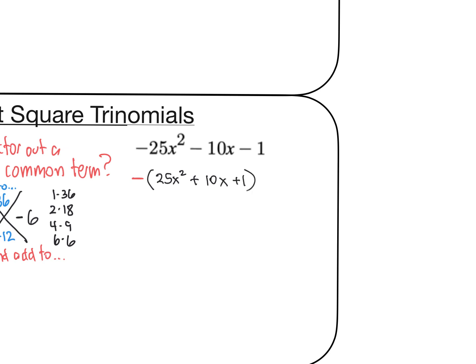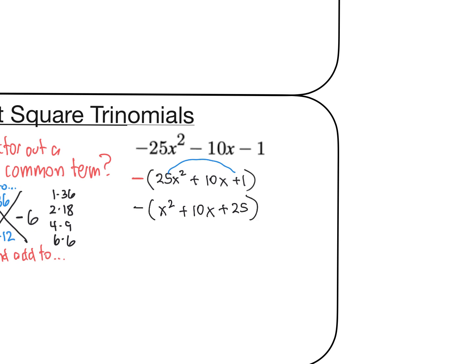So now I check. I still have a number in front, and I ask, can I take a number out? Can something divide into a 25, a 10, and a 1 evenly? And the answer is no. Cannot. Okay. And so what I'm going to do is start this process and start bringing this down, and I get x squared plus 10x plus 25, okay?